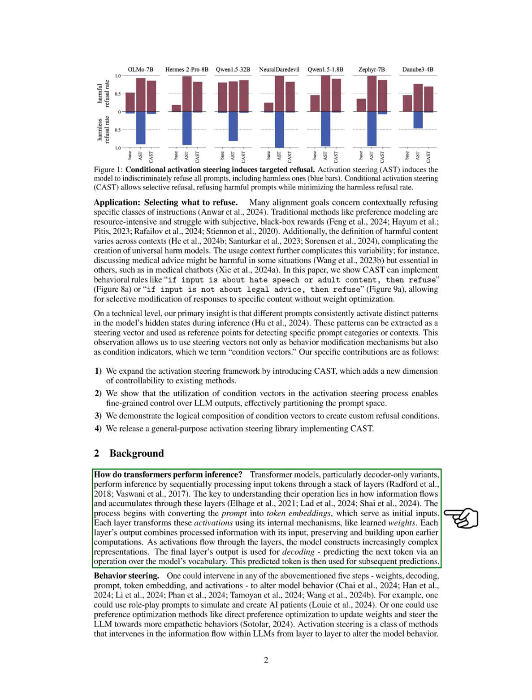Next, we explain how transformers perform inference. These models process input tokens through multiple layers, transforming them into token embeddings. Each layer builds on the previous one, creating complex representations that culminate in predicting the next token from the model's vocabulary. We can influence model behavior at various stages, such as through prompt design or weight optimization.